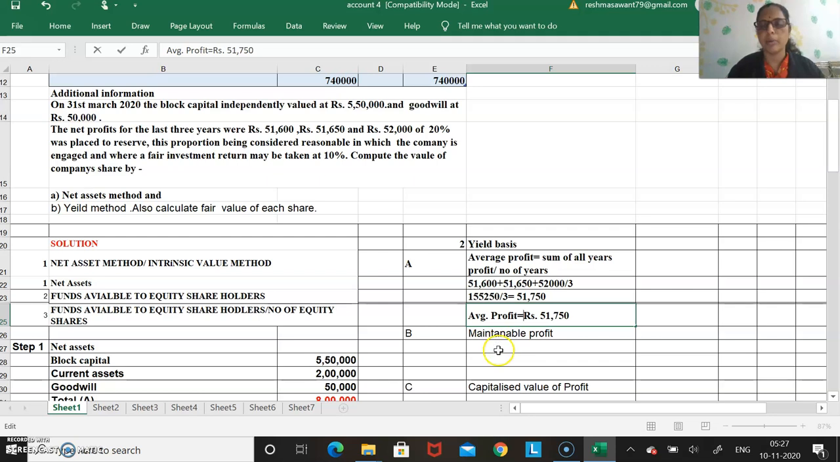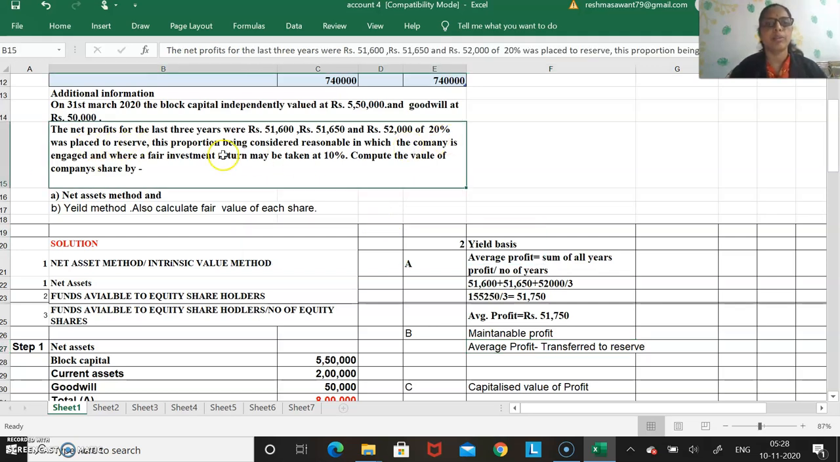Then calculate maintainable profit. Formula for the maintainable profit: average profit minus transfer to reserve. So in the question they explain 20% transfer to reserve. 20% was transferred to reserve out of the profit. So average profit we calculated in step number A, that is 51,750.